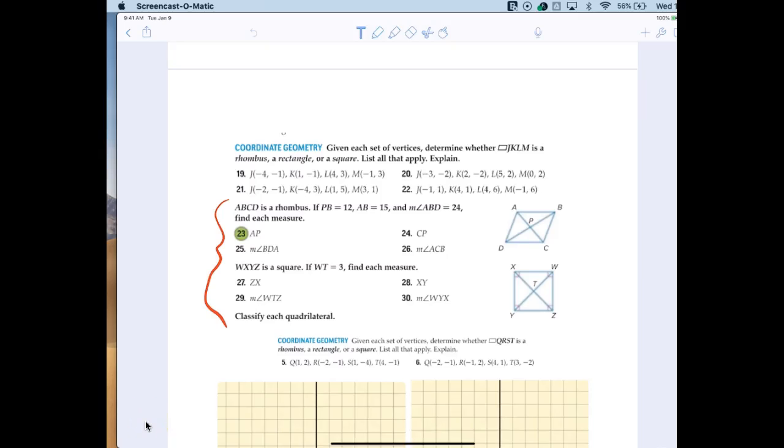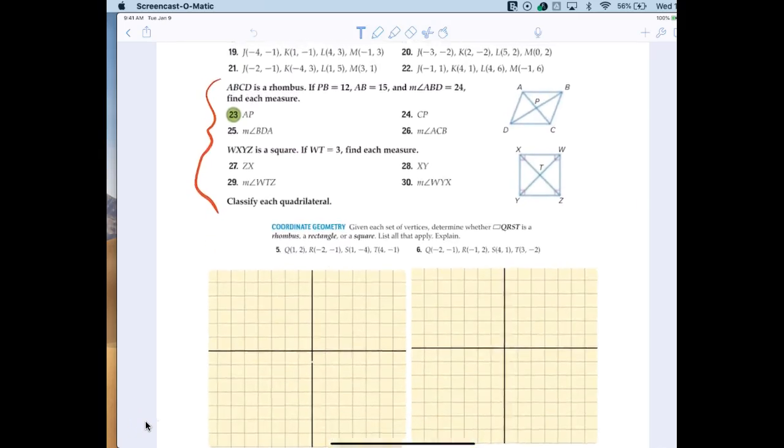All right, the question was number 28. All right, let's take a look at 28.